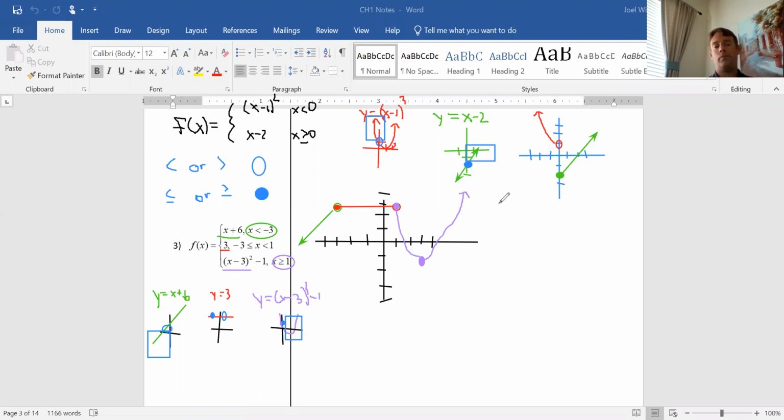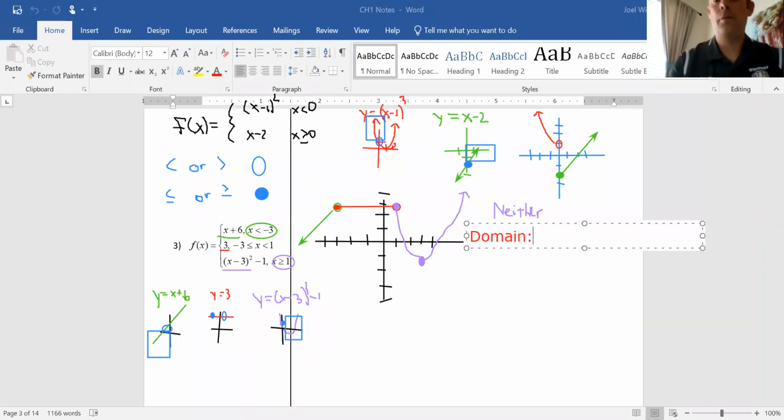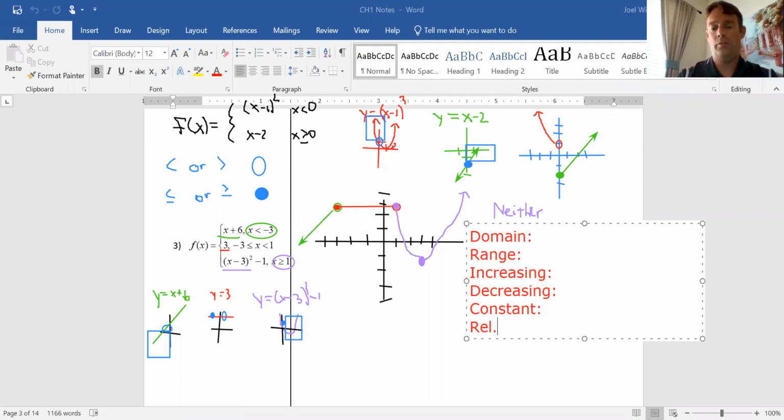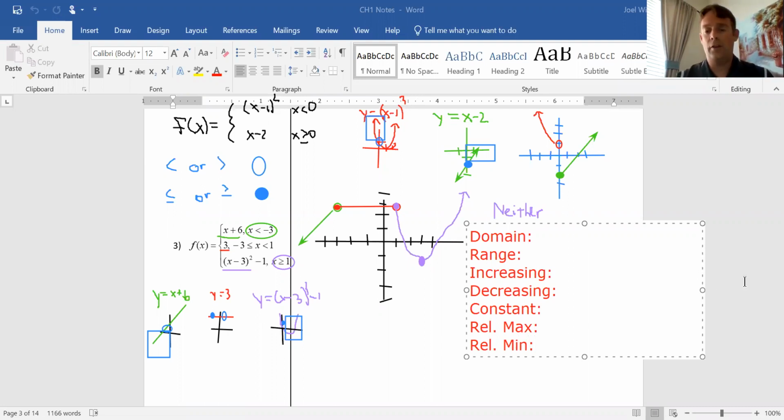All right. Even, odd, neither. Friends, this is going to be a neither function. Don't even worry about it. This is neither even or odd. I don't want you to try to mess with cleaning this one up. But why don't you take a second there, tell me the domain, the range, increasing, decreasing, constant, relative max, relative min. All right, go for it.